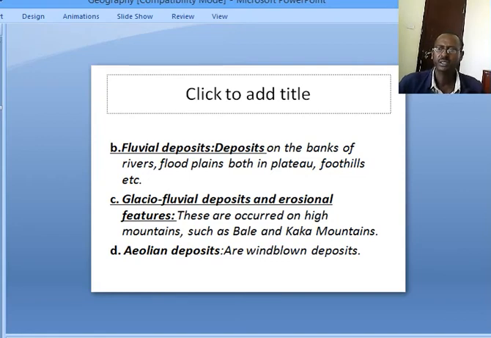Floodplains, a very lowland area, both in plateau and foothills. If you see deposits in this area, we call it fluvial deposit. The third one, glacial-fluvial deposits and erosional features. These occur on high mountains. Glacier refers to snow, such as on the Bale and Kaka mountains. The deposits found in this highland area are called glacial-fluvial deposits.